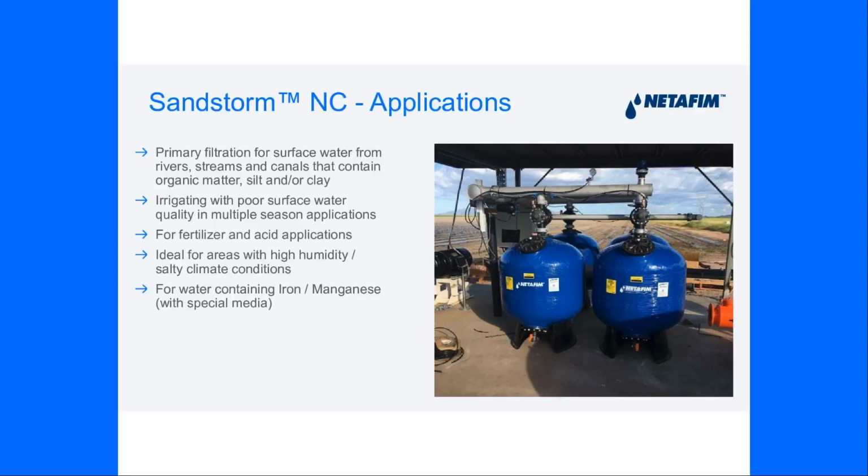So think about sand media, whether it's metal or non-corrosive. The first bullet up here is primary filtration for surface water, rivers, streams, and canals that have any kind of load of organic matter, sand, silt, or clay. That holds true whether it's metal or non-corrosive. Same with the second bullet, irrigating very poor surface water quality.